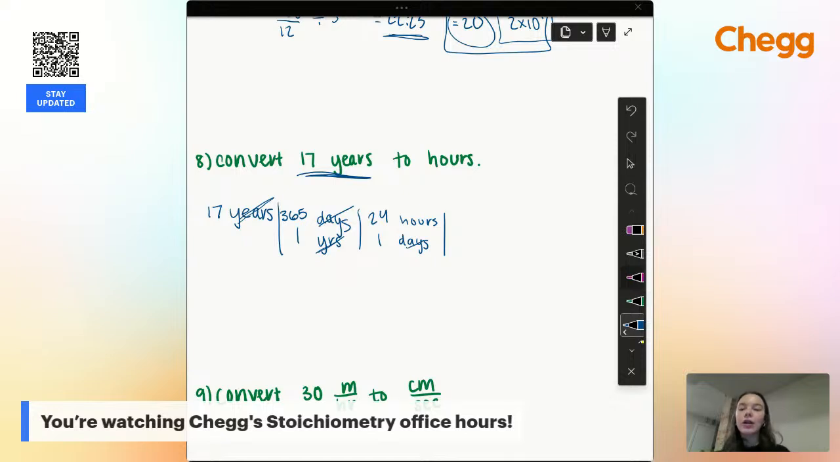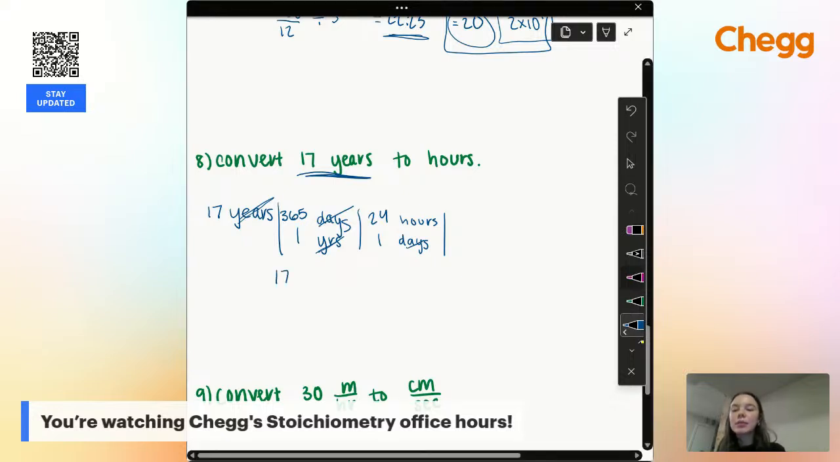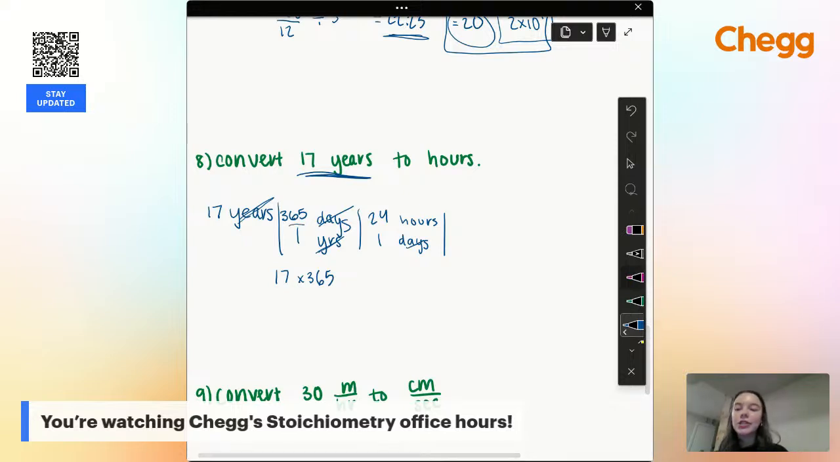Check your learning. For this question, we are multiplying everything because everything's on the top. If these numbers are on the top, we multiply them. If they're on the bottom, we divide them. Since all of them are on the top, we're multiplying 17 times 365 times 24. Put in the chat whatever you get when you use your calculator. Yes, 24 hours to 1 day is correct. Good job.